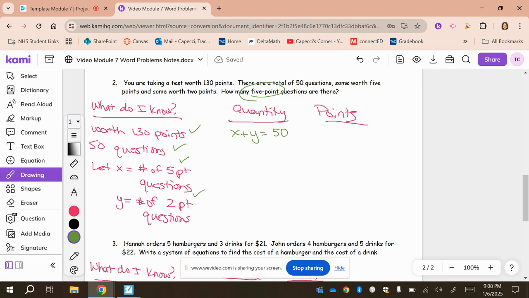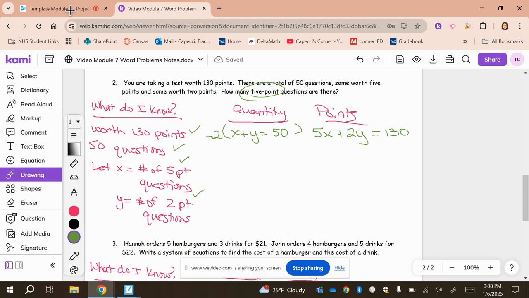Now, the other thing I can group together is my points, right? So I have 5 points for every question that is worth 5 points, and then 2 points per question, and that gives me 130 points total. Now, again, I could use substitution if I like. In this case, I'm going to use elimination.